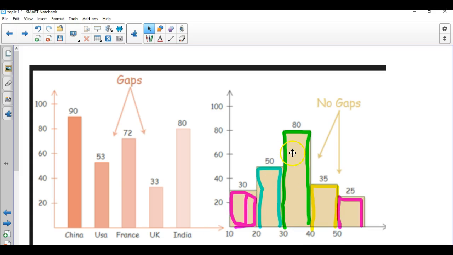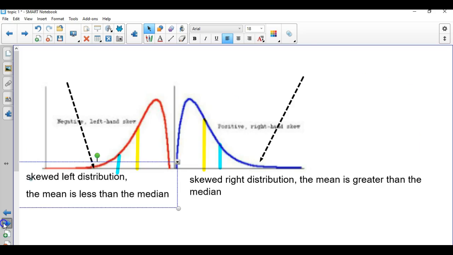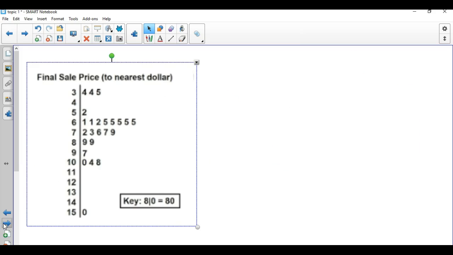We just know the count between the interval. So for example, this middle bar here, I don't know how many people are 31 in this bar or how many people are 32 in this bar. I only know that there's 80 people between 30 and 39. Whereas in a stem plot, I see the exact numbers. Again, it's important to note that you really only use this when you are dealing with a small sample size.